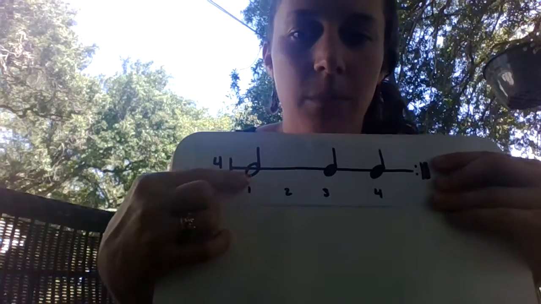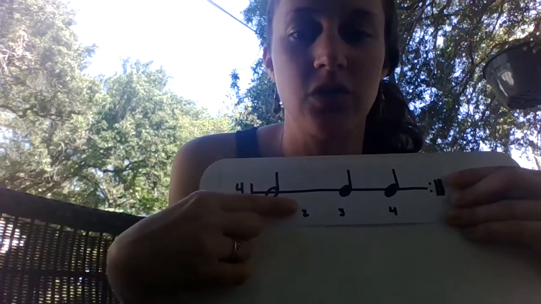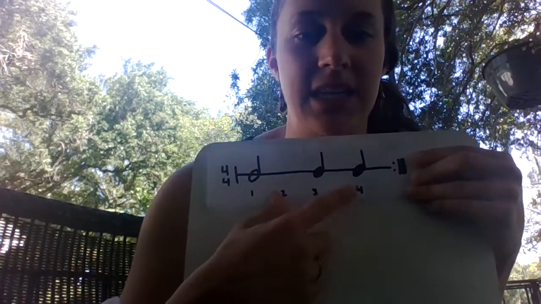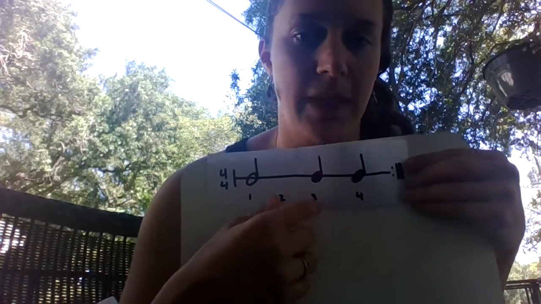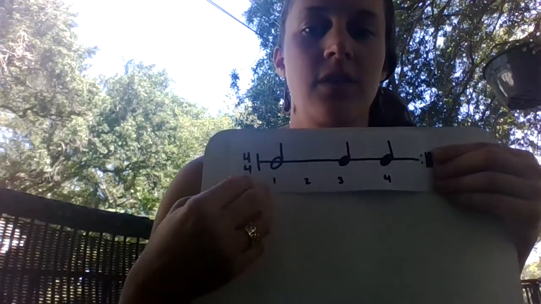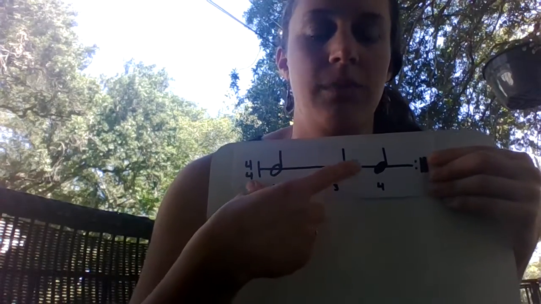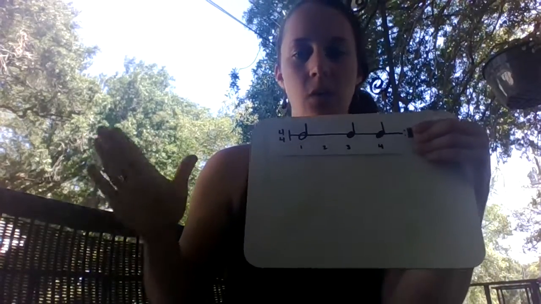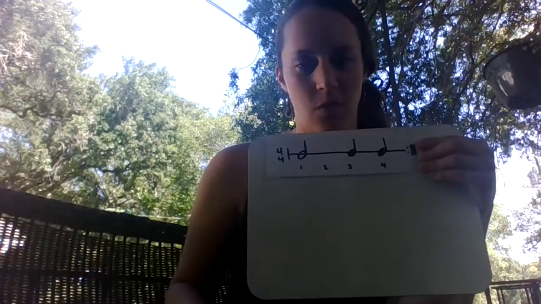You're able to hold this out because it's worth those 2 beats. But then these quarter notes are only worth 1 beat each. So they have their own number assigned to them. So 2 beats, 1 beat, 1 beat. 1, 2, 3, 4, 1, 2, 3, 4.